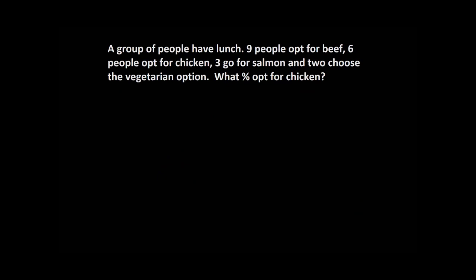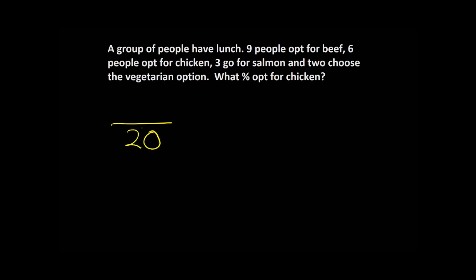So in this situation, there's a group of people who are having lunch. 9 people opt for beef, 6 people opt for chicken, 3 go for salmon, and 2 choose the vegetarian option. And we're being asked to work out what percentage opt for chicken. So the first thing we're going to need to do is know how many people there were in total. So there's 9 plus 6, which is 15, plus 3, which is 18, plus 2, so that makes 20. So the bottom of our fraction is going to have 20 on it.